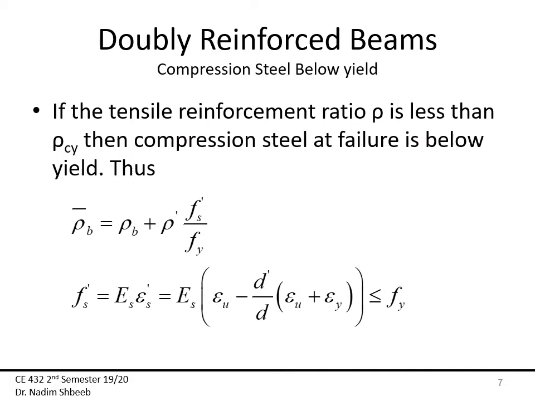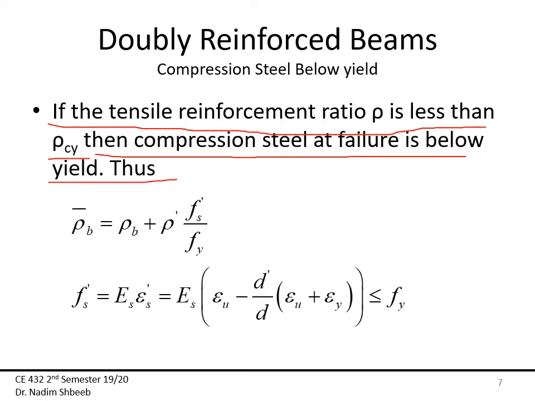Okay, so if the tensile reinforcement ratio rho is less than rho cy, then compression steel at failure is below yield, which means my rho needs to be more than rho cy for my compression steel to yield, because rho cy was my limiting case. So if rho now is less than rho cy, we call it the compression yielding ratio, then it will not yield. So what does that mean? If it's not going to yield, then my f prime s is going to be something less than fy.